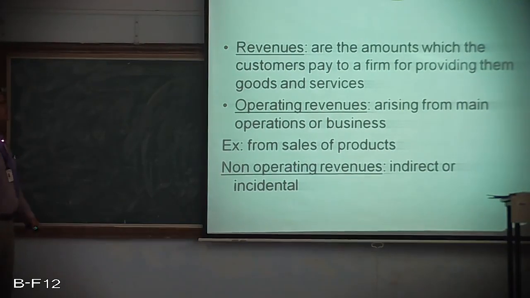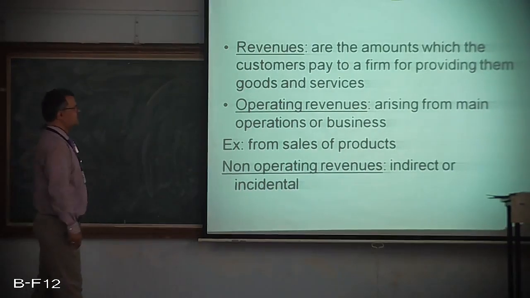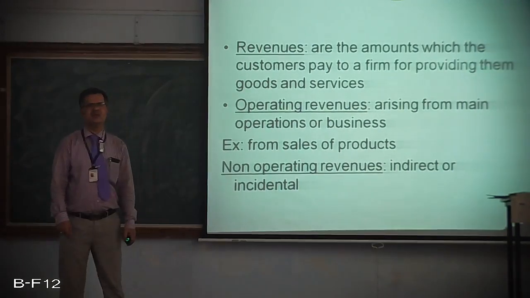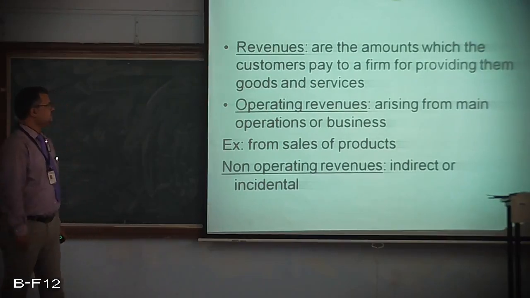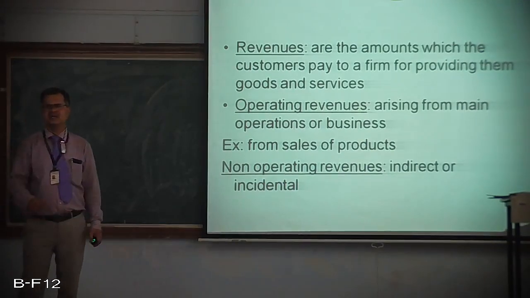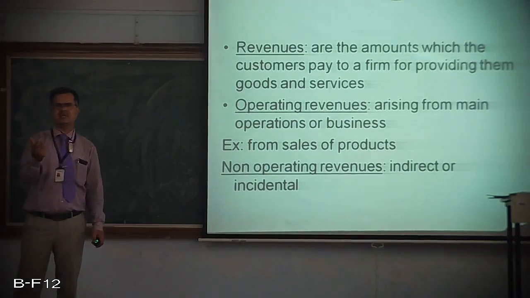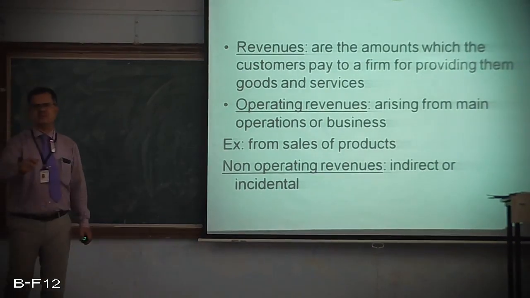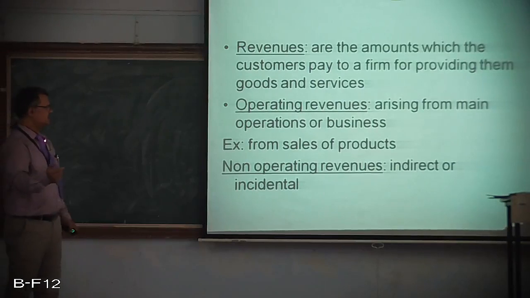There are two types of revenues normally. One is operating revenues. They arise from the main operations of a business, that is, the direct sale of the product. They get the operating revenues by direct sale of goods or a final product.